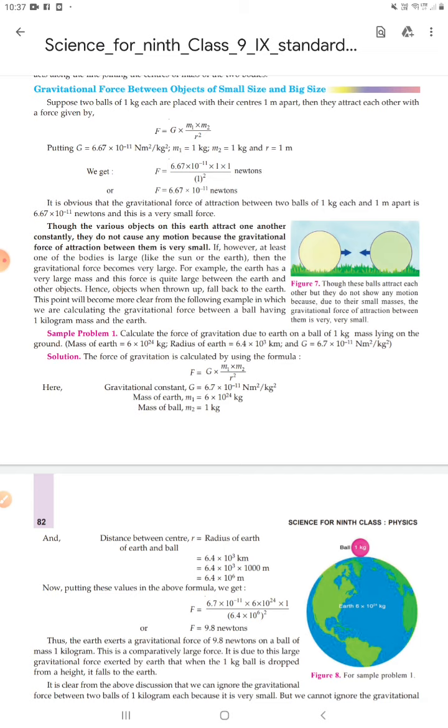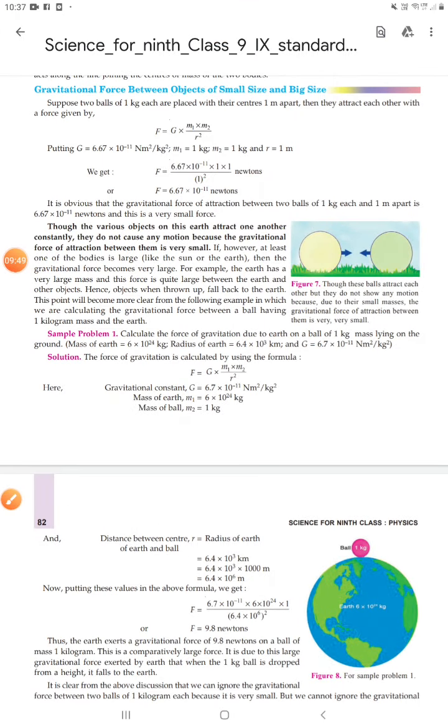But if we want to see the gravitational force of attraction between you and your book, you and your mobile phone, you and your laptop, we cannot see that force, because when we find it out, that force is very small. That's why we cannot observe this gravitational force. But you should know this is a universal law: every body in the universe attracts each other with a force, and that force is directly proportional to the product of masses, and inversely proportional to the square of the distance between them.